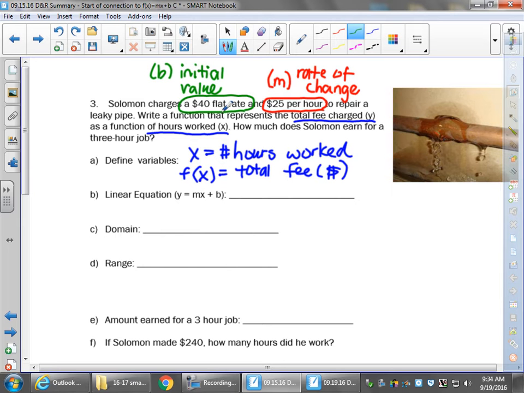So now if I put all of this together to write my model, what's my model? Who wants to give it a shot? CJ? Try? You can do this. We'll do it together. We'll start f of x. CJ, what's m? We circled it. We wrote m above it. 25. So 25x plus what's b? 40. There's my model.